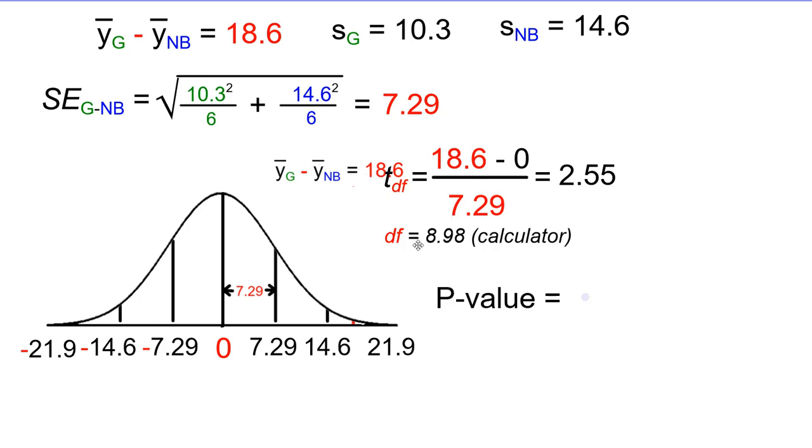So the question is, where in the world did this degrees of freedom come from? Both of these had a sample size of 6. So if we add them together, we would get 12, and then 1 minus that would be 11, or maybe if we subtracted 2 it would be 10, but that's not like 8.98. That's really weird. Well, as you can probably imagine, there's a really funky formula for calculating degrees of freedom between the sums or the differences between two samples. So it's not as simple as just adding 6 plus 6 and subtracting 1 or subtracting 2 or something like that. It actually comes from the calculator.